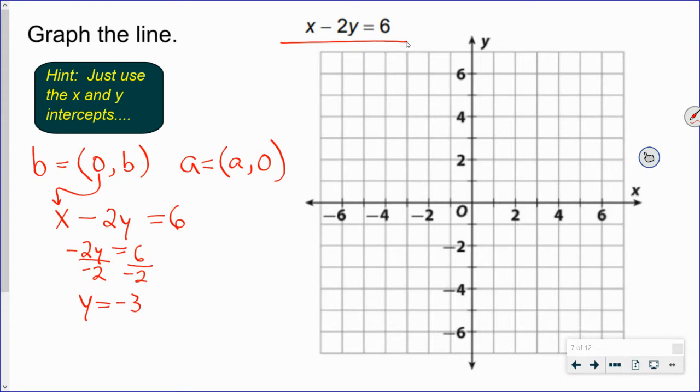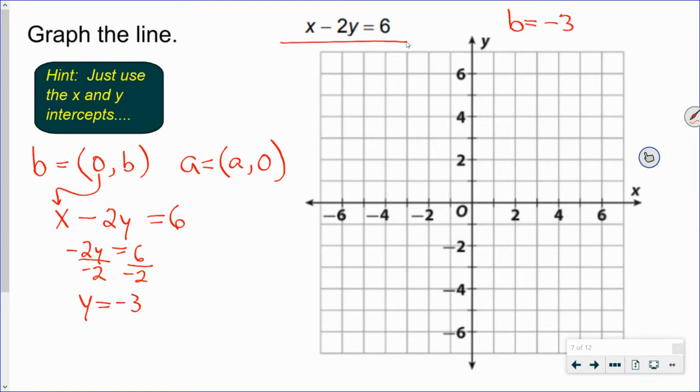When we're finding the y-intercept, x is always 0. Always. So to find it using standard form, I just plug a 0 in for x and solve this real simple equation, -2y equals 6. When I solved it, I found that y is equal to -3. So my y-intercept here is -3.